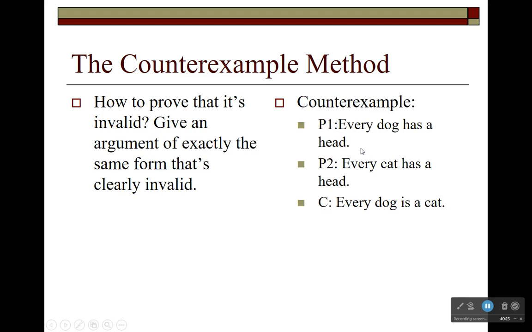So this argument is of exactly the same form. Every dog has a head, every cat has a head, therefore every dog is a cat. Obviously true premises and an obviously false conclusion, so we have proven that that form of argument is an invalid form.